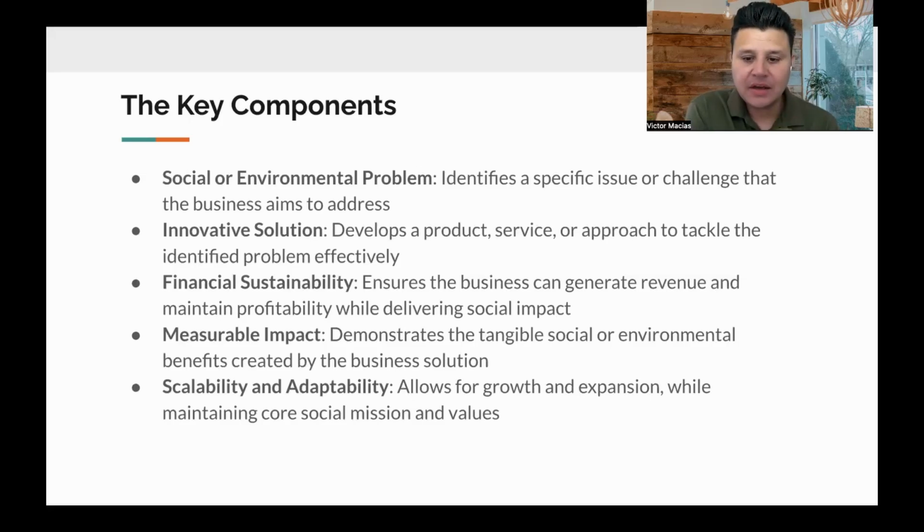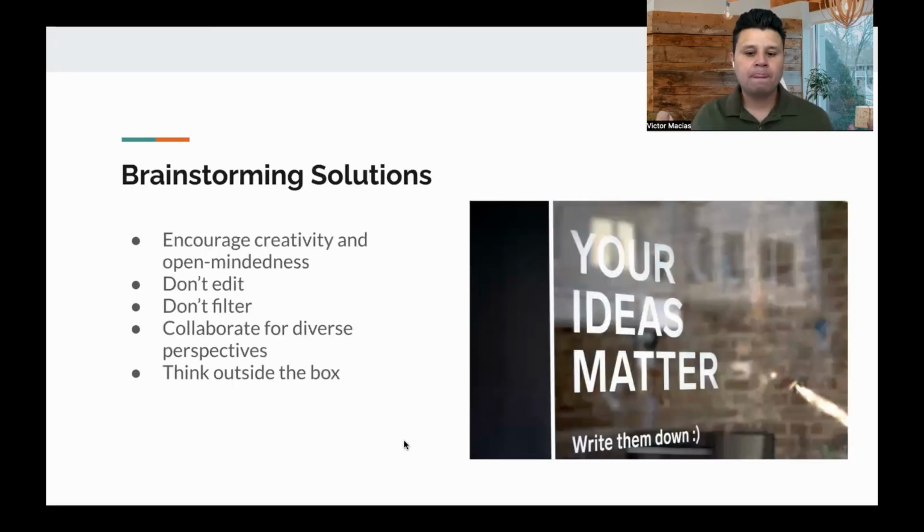Measurable impact. Do you have methods to measure the actual success? Can you measure the impact? Can you measure the profits? Can you measure all of those elements that we're going to talk about? And adaptability. Are you able to expand while adapting to new information that comes in? So can you keep your North Star like we talked about, but also adapt on your way there based on what you're learning so that you can achieve your vision?